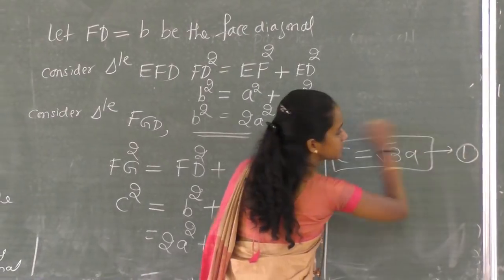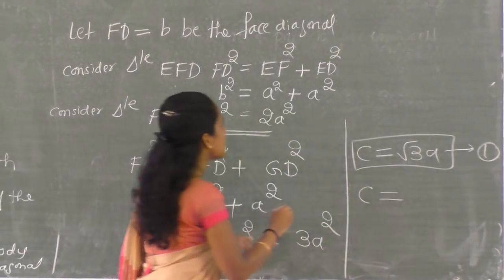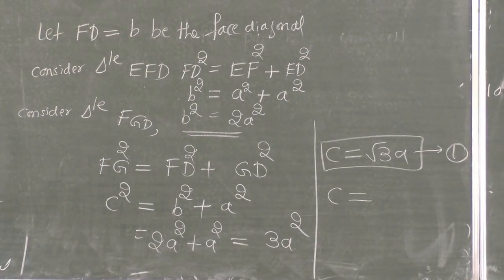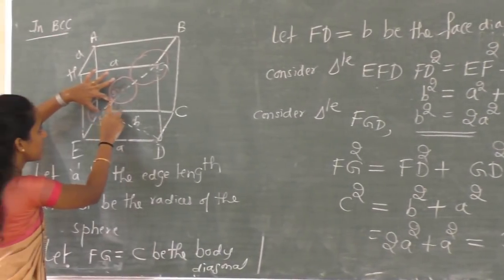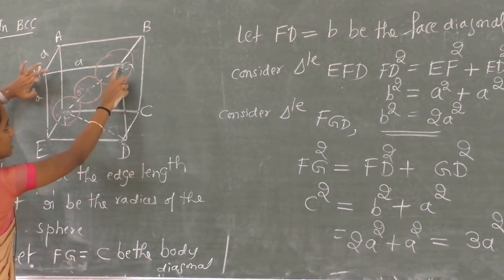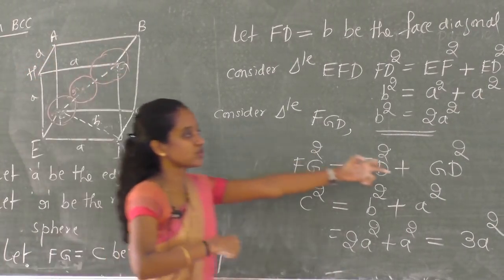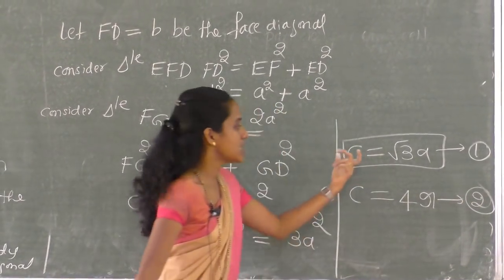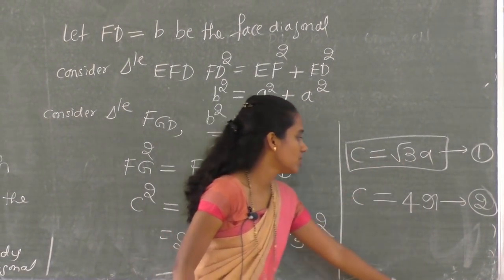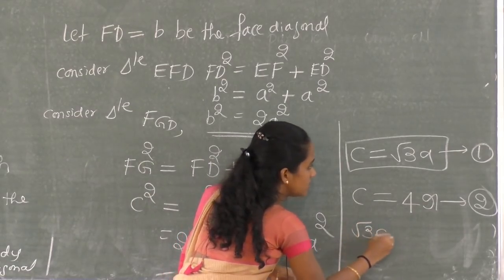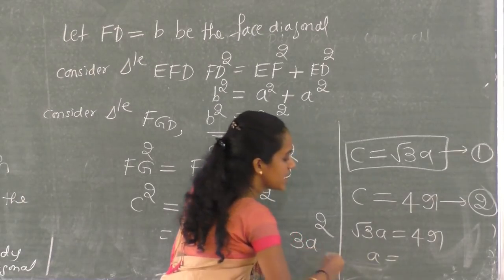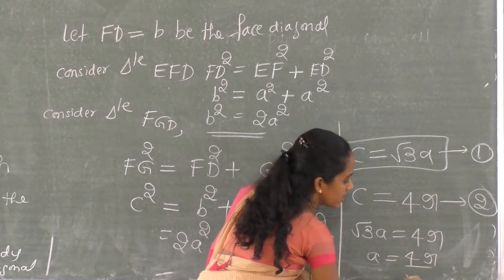Equation 1. Now we can also write C as, what is C here? C is nothing but FG, the body diagonal. In terms of radius, we can also write, see, this is 1R, here it is 2R, 3R, so up to here it is 4R. So C is equal to 4R, equation 2. By equating equation 1 and 2, we can write root 3 A is equal to 4R, or we need A, so A is equal to 4R divided by root 3.